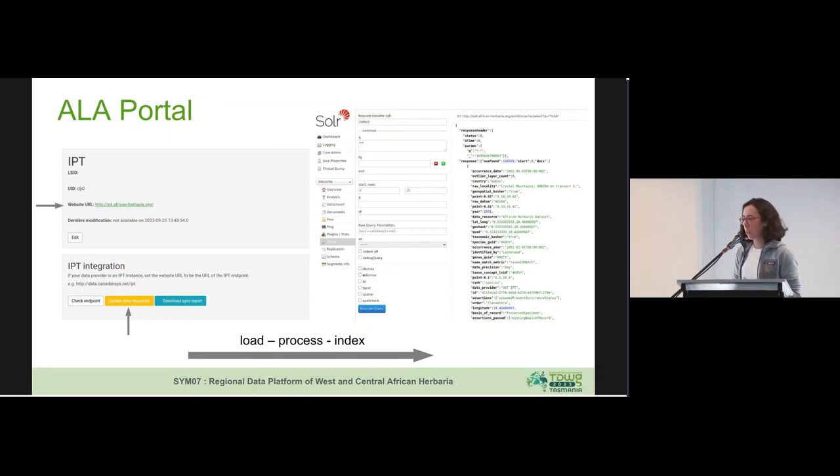So now to update data on this portal, we just have to go to the collectory page, which is associated to our dataset on our IPT. You can see there is a web URL from the IPT. We update the data resources, and then we inject this new data into our Solr by running a script to load, process, and index the dataset with the Biocache into the Solr.